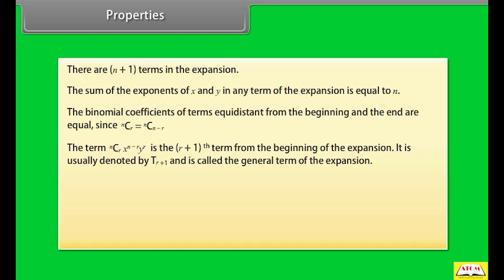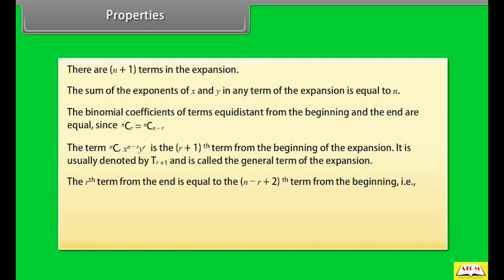The term nCr xⁿ⁻ʳ yʳ is the (r + 1)th term from the beginning of the expansion. It is usually denoted by t(r+1) and is called the general term of the expansion. The rth term from the end is equal to the (n − r + 2)th term from the beginning, that is nC(n−r+1) x^(r−1) y^(n−r+1).